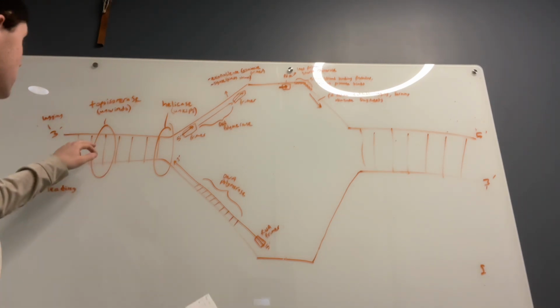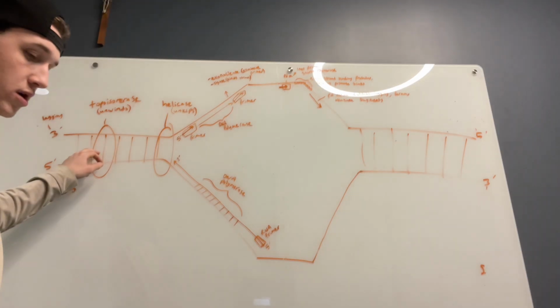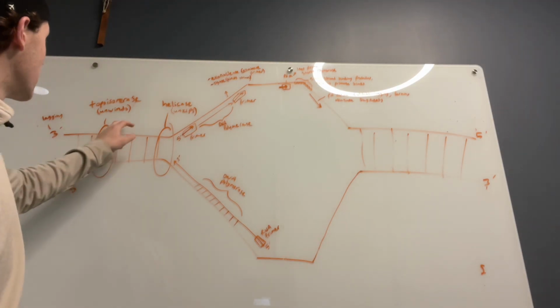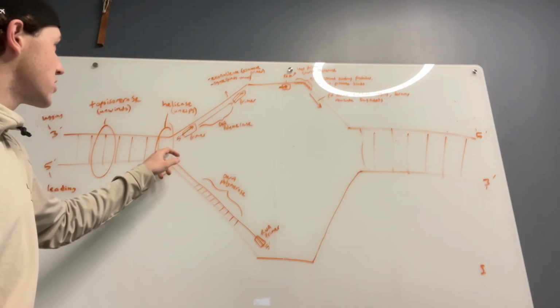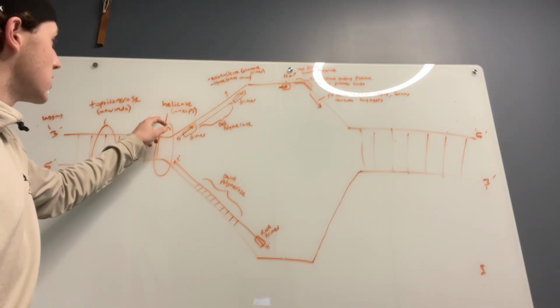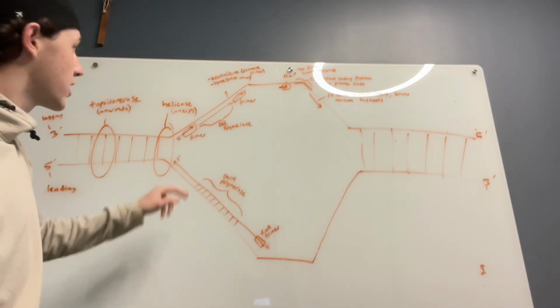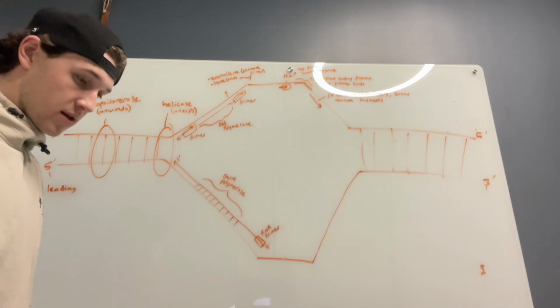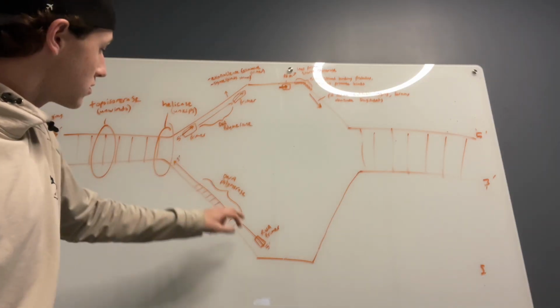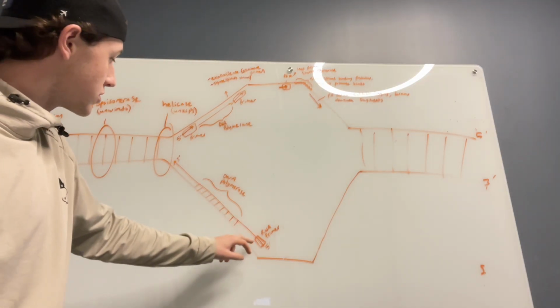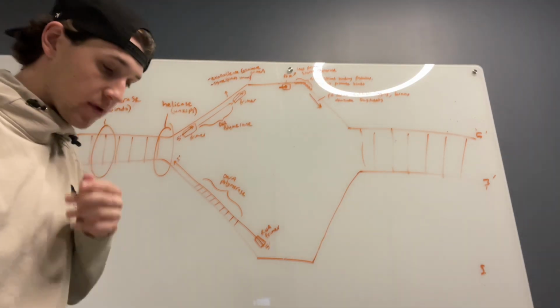The process starts right here with topoisomerase. It unwinds the DNA before it reaches the replication fork, and then at the fork the helicase unzips the two different strands. Then the primase, which you see here and here, they both make RNA primers which start the replication.